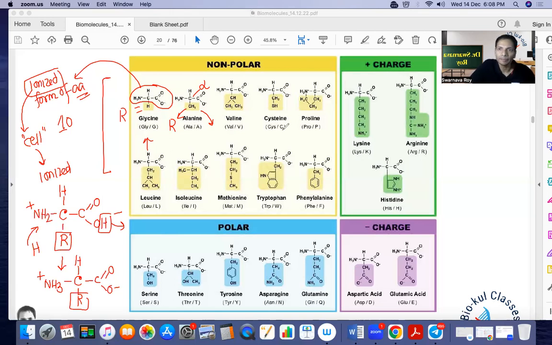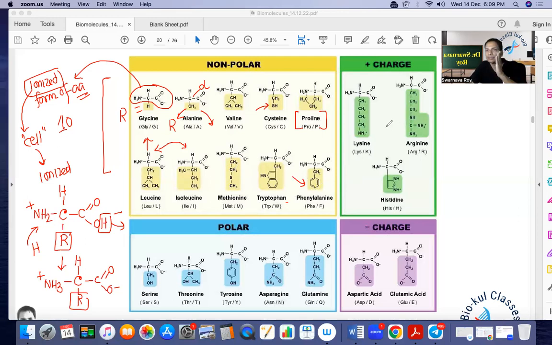In case of valine, there can be a sulfur in case of cysteine. It can be cyclic in case of proline. You see, it's cyclic. It can be leucine, isoleucine. These are isomers, which means they have the same molecular formula but a different arrangement. And then we have methionine, tryptophan, and phenylalanine, which has the aromatic side chain.